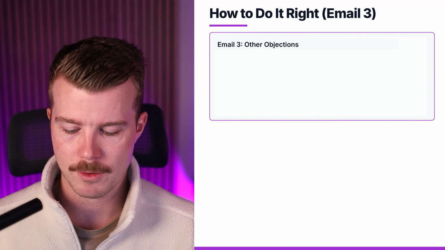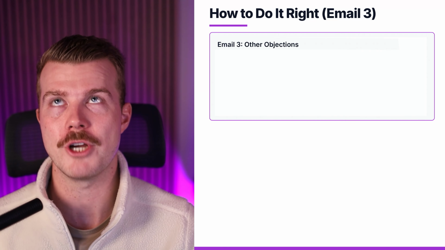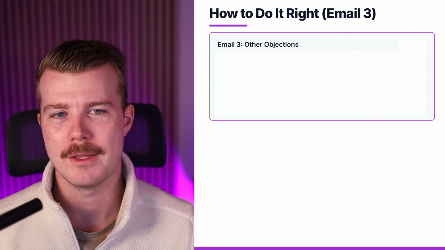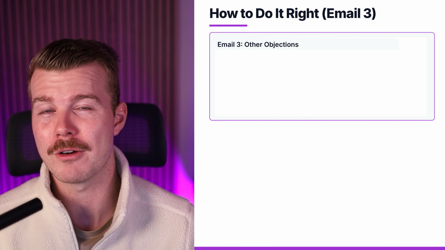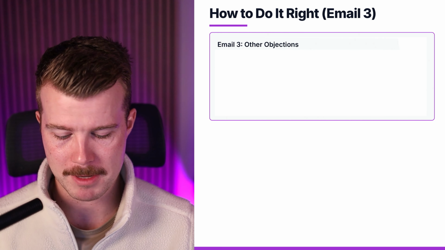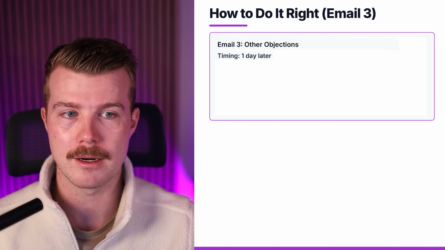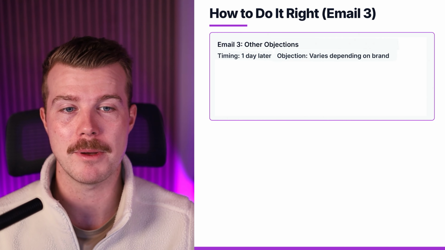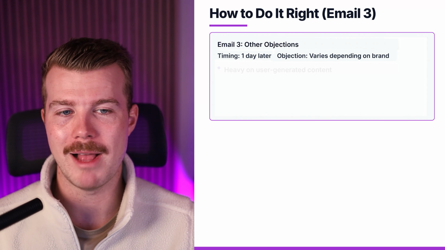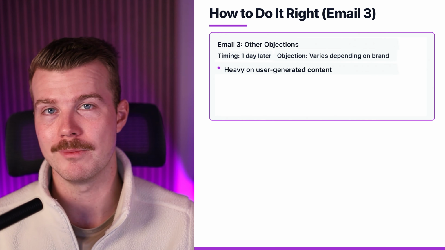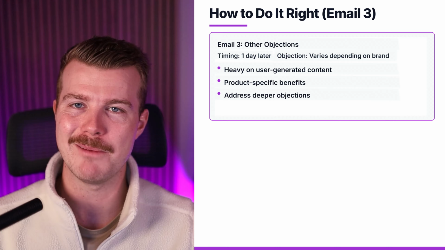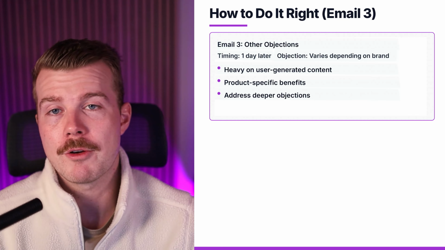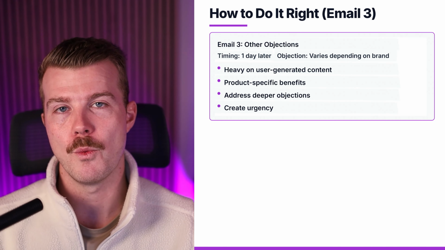Email 3 is for handling other objections here. Again, we want to make sure that we're handling one core objection per email. That doesn't mean that's the only thing you could talk about in the entire email, but that should be the main thing that you're really focusing on, right? So the timing on this email is going to be 1 day later. The objection, again, is going to vary depending on your brand. Oftentimes we'll go heavy on UGC. We might do reviews. We might highlight product specific benefits. We might address deeper objections that people might have, or we might create urgency here if there's real urgency with the products that we're selling.